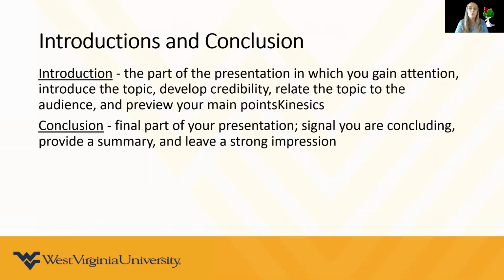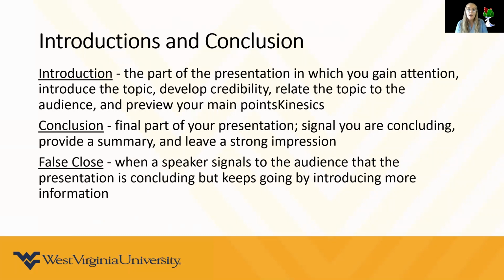Also be sure to avoid a false close. When you signal to the audience that you are concluding, make sure you actually conclude. Don't signal that you're wrapping up and then continue to introduce more new information. This can get your audience a little disgruntled, and they will remember that disgruntled feeling rather than all the great information that you're trying to tell them or get them to believe and know.